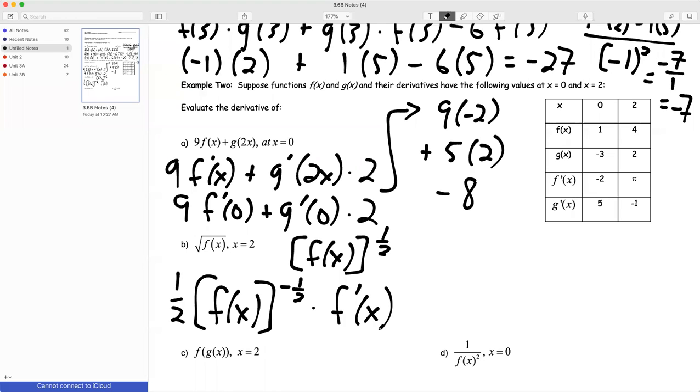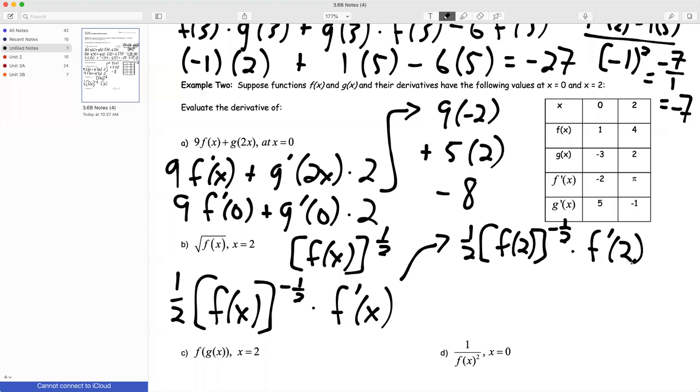I'm going to plug in 2 here. So that's going to give me 1/2 f of 2 raised to the negative 1/2 times f prime of 2. So all I did there, since x is evaluated at 2, is I took 2 and substituted it in for x. And now I need to plug in some values here. So what is f of 2? I'm going to look at my chart, and f of 2 is 4. So that's going to give me 1/2 times 4 to the negative 1/2 times f prime of 2, which is pi.